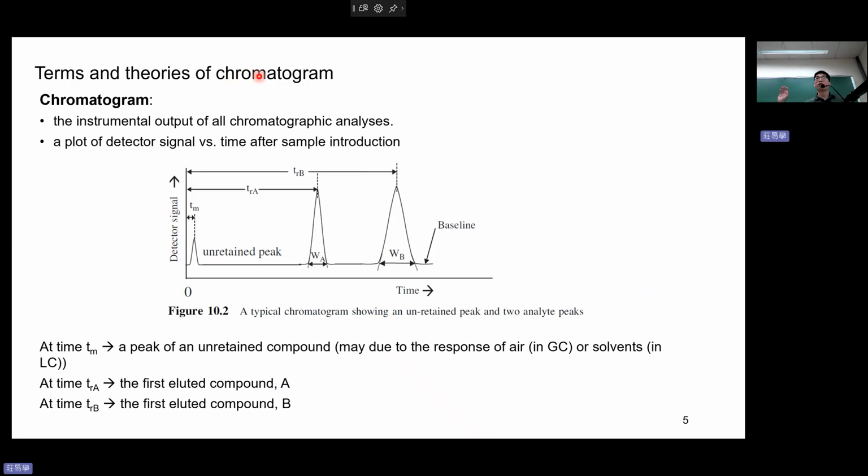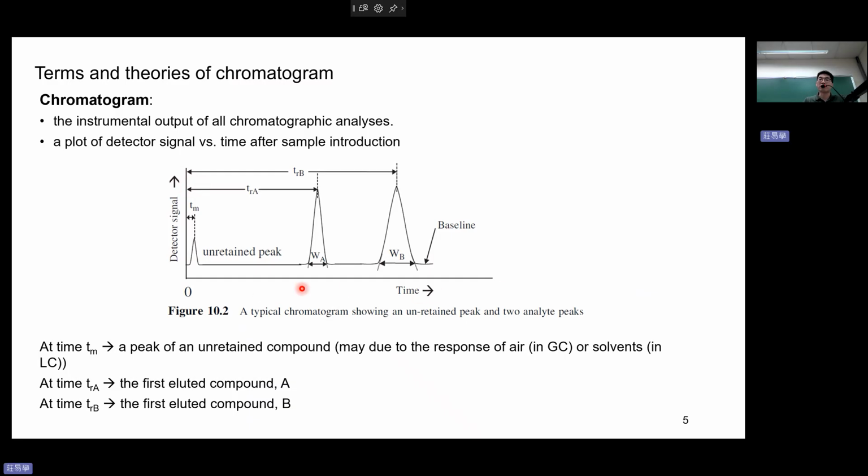大家背单字时间又到了, what is chromatogram? Chromatogram. 程析图谱吗？还是什么？好, chromatogram is a plot like this, okay. 所以它叫程析图谱啊，如果没有记错的话。Anyway, the chromatogram is a plot like this.